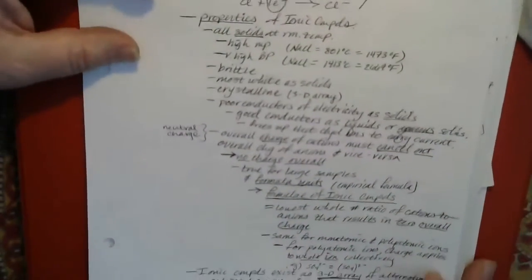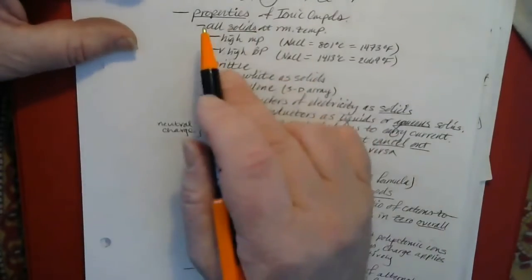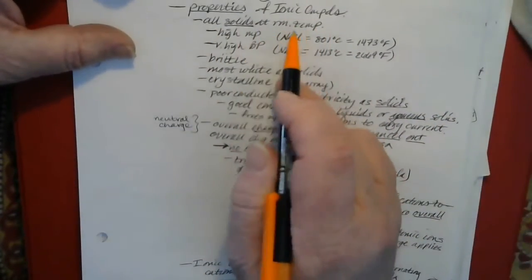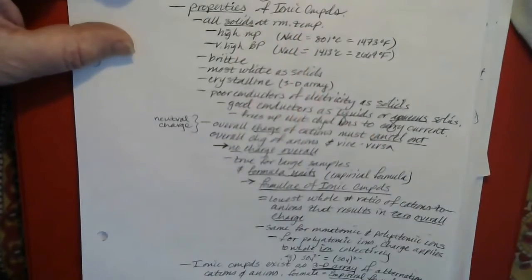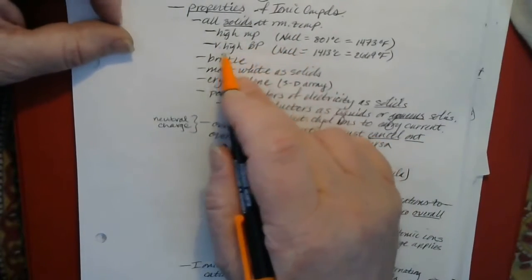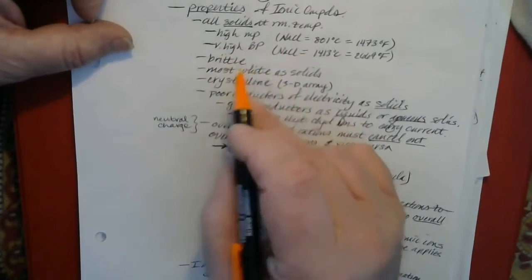And that is an ionic compound. For some of the properties of ionic compounds, they are all solids at room temperature. They have very high melting points and very, very high boiling points.